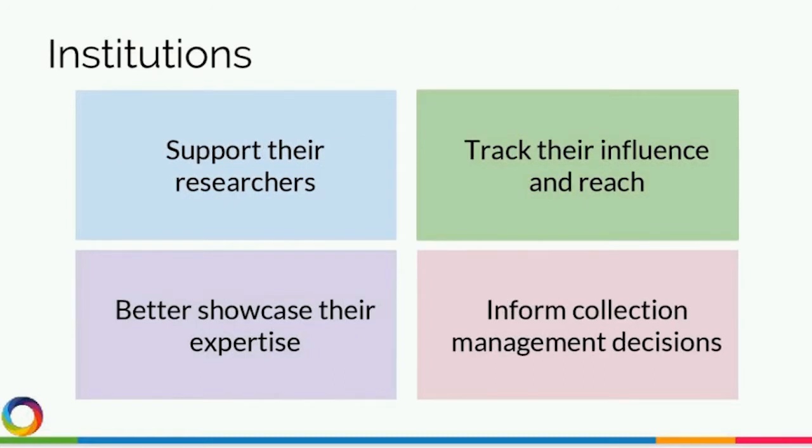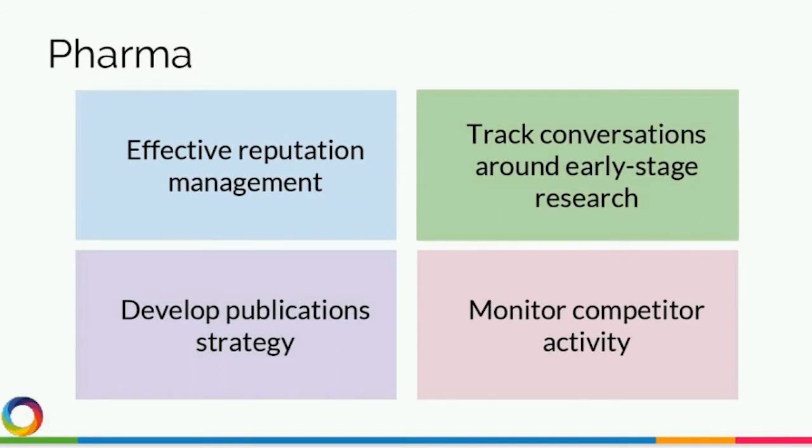Institutions, of course, are keen to support their researchers and help them get that funding that they need. At the same time, they want to showcase the expertise, so they might be focusing, for example, on building up awareness of their institution in a specific discipline. And Altmetrics can really help them tell that story. So tracking that influence and reach is made much easier with Altmetrics. And it can also help them inform collection management decisions. So if they want to see where a lot of conversation is going on, which journals are attracting attention, and why that might be, then Altmetrics can help them do that.